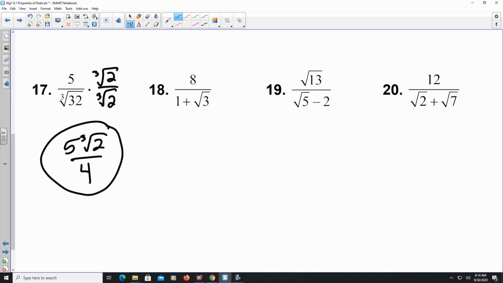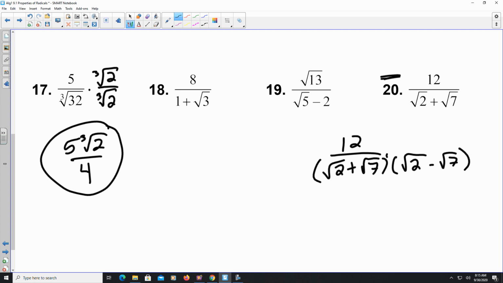That is my result. If I looked at an example like number 20, here we have square root of 2 plus square root of 7. I have two different square roots. What I'm going to do here is multiply both the top and the bottom again by its conjugate. So it's going to be square root of 2 minus the square root of 7, all divided by square root of 2.